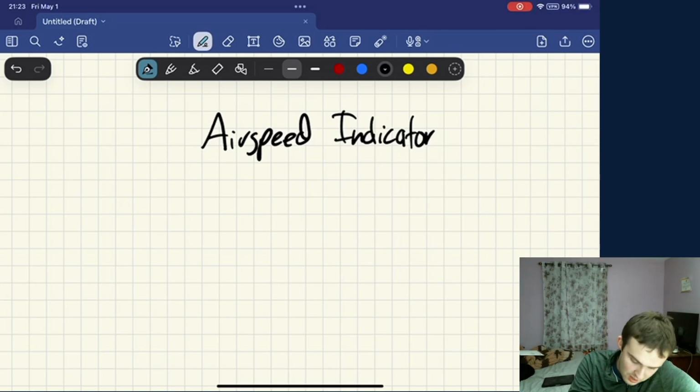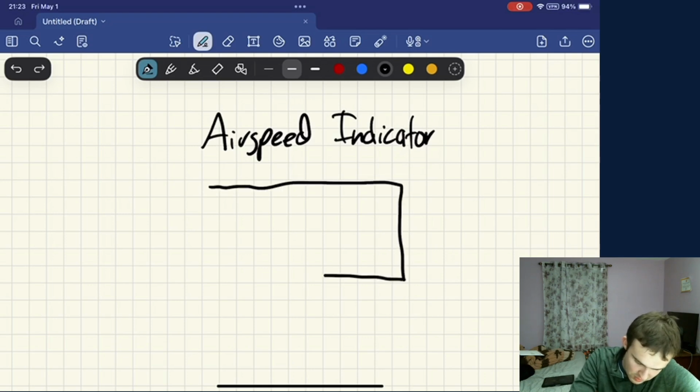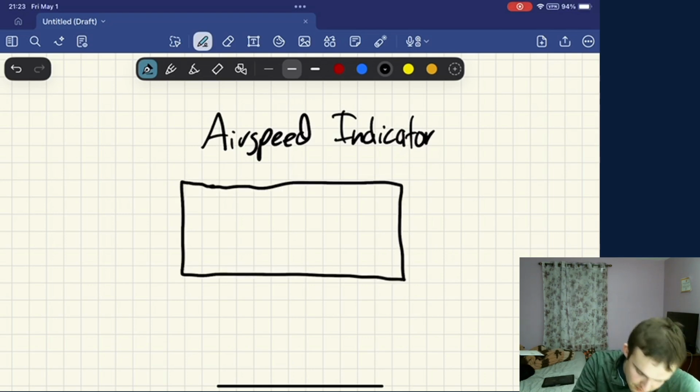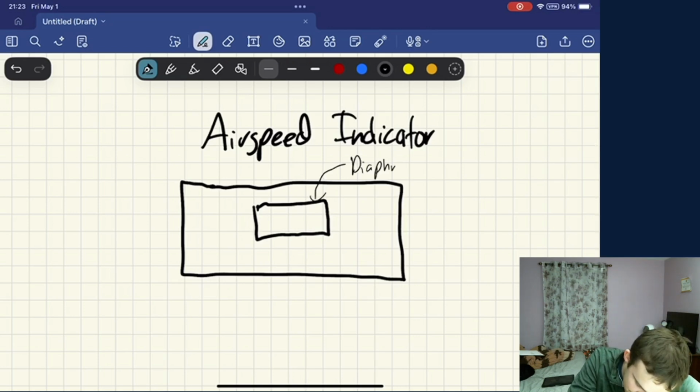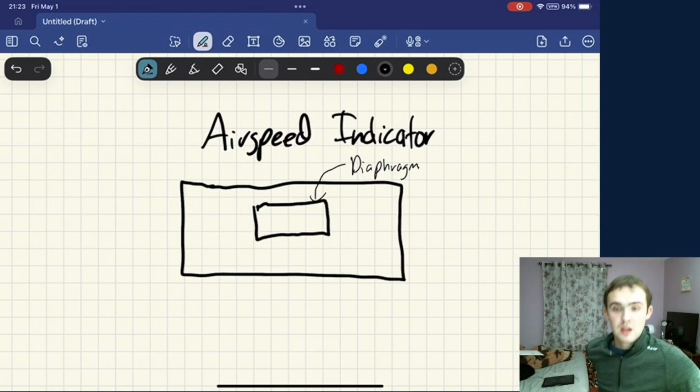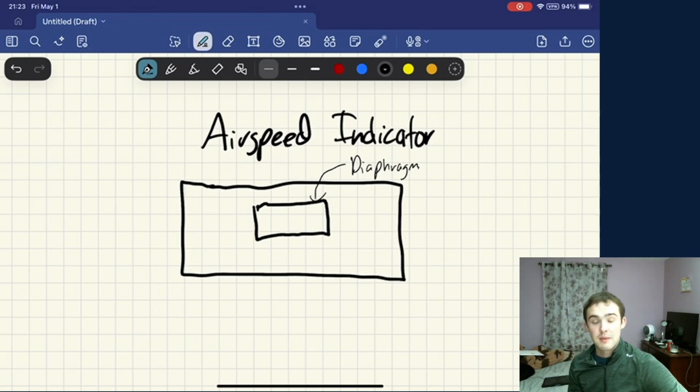So, our airspeed indicator. I'm going to draw a box. And then I'm going to draw another little box on the inside. And I'm going to give this little box a label. We're going to call it a diaphragm. So that's a diaphragm. And what that means is that there's air that's allowed to enter and exit the diaphragm. Versus an aneroid wafer, which we'll talk about, in our altimeter, which has a constant pressure.